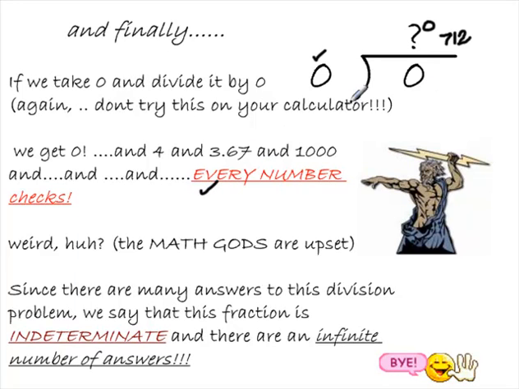So this is that strange problem, 0 divided by 0, where there's an infinite number of answers, actually. Yeah, and the math gods are indeed upset. Okay? So we have a special name for this. We say that this fraction is indeterminate and that there are an infinite number of answers. A fraction is indeterminate because we can't really determine what the answer is. We know there are answers and there are an infinite number of them, so we say it's indeterminate.